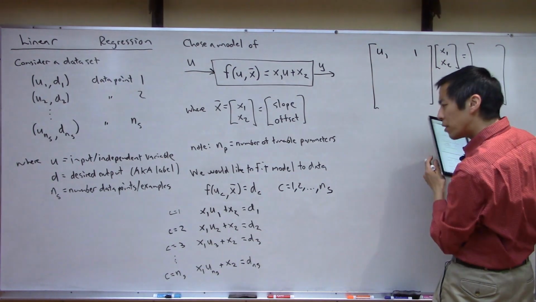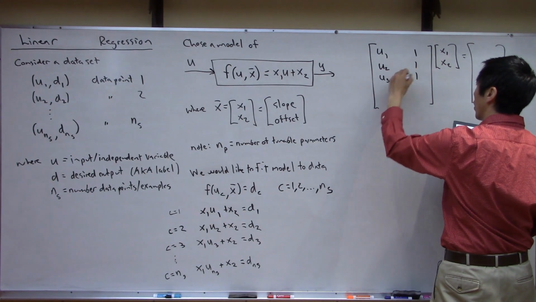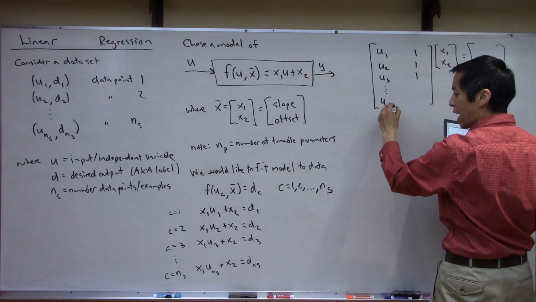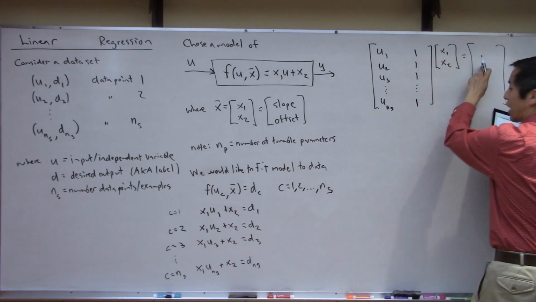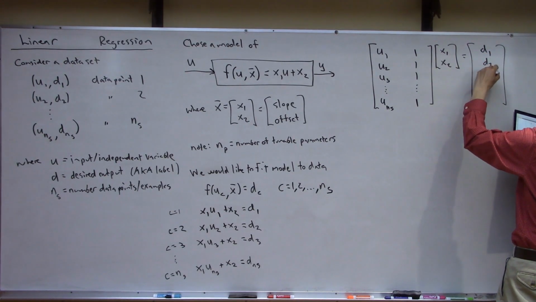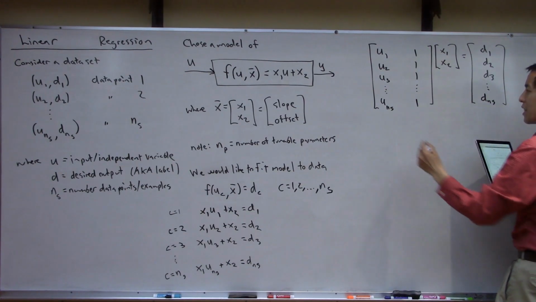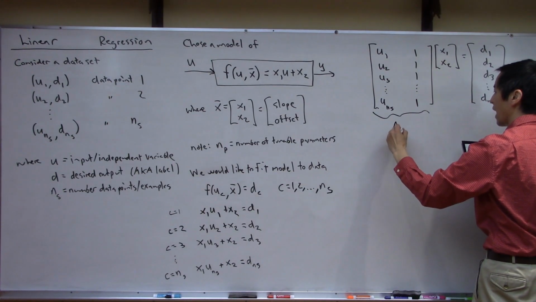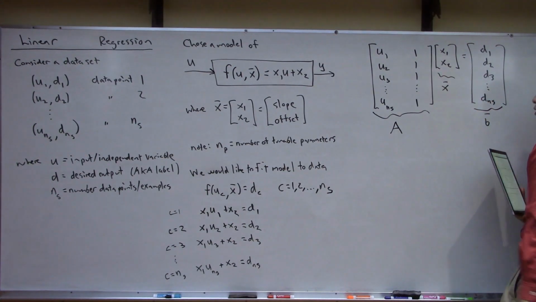u1 and then a 1. Right? And then we get a u2 and a 1, and a u3 and a 1, and all the way down to a u(ns), right, and a 1. And that has got to equal, what is this, d1, d2, d3, blah, blah, blah, dns. Does everyone see what this looks like? This looks like a big old A times x is equal to b, right?